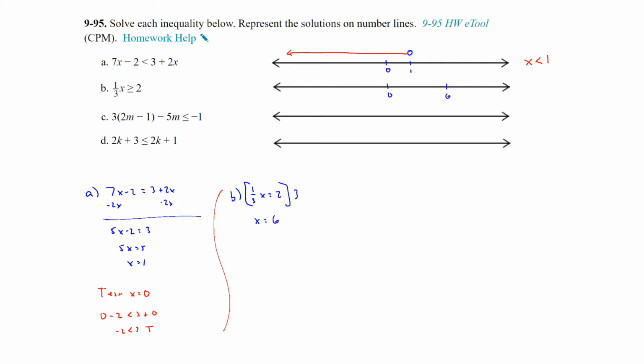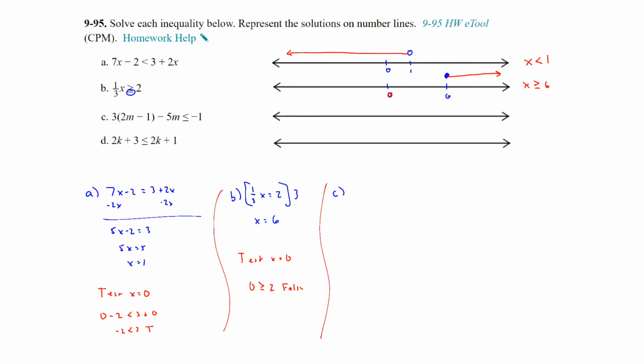All right, this time the boundary point is closed because 6 is part of the solution because it is equal to. And then we're going to test x equals 0 again because we can, it makes it easy. Plug 0 in, 1/3 times 0 is 0. Is 0 greater than 2? And no, 0 is not greater than 2, so we're not going to shade where the 0 is. We're not going to go in that direction. We're going to go in the other direction. And so these would be values of x that are greater than or equal to 6.